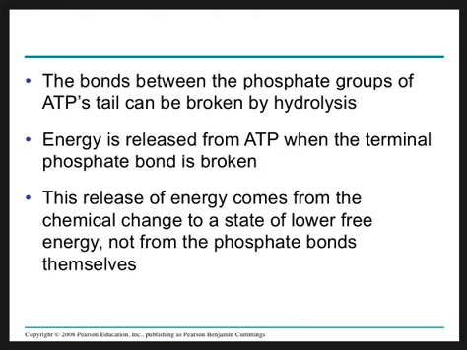All right. When I break the bonds between the phosphate groups on ATP's tail, which I do through hydrolysis, I'm going to release energy. I'm going to release the most bang for my buck, the most energy, when I cleave off the third from the second. I'm going to get some energy when I cleave the second off from the first, right? But not as much. I still get energy, just not as much. What happens is that energy comes from the chemical change. I'm lowering the state of free energy. It's not the bond itself, it's the amount of energy possessed by those electrons.